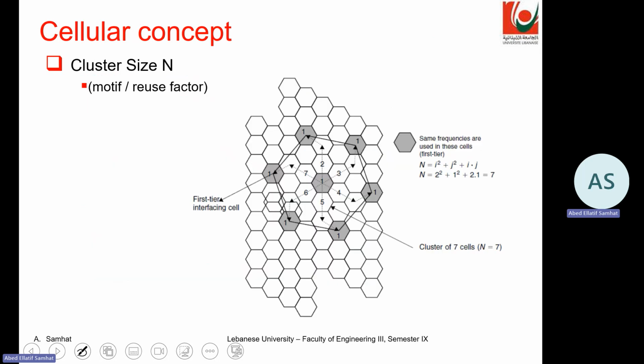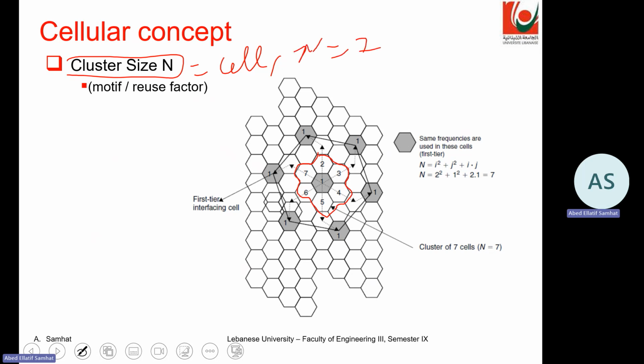The idea here is what we call the cellular concept. We take a certain number of radio resources and we use this concept. So we have, let's say, the cluster size. The cluster size is considered as the area where we are using the radio resources. If we have, for example, a cluster size equal to N, this means that we have N cells. Here, for example, N equals 7.